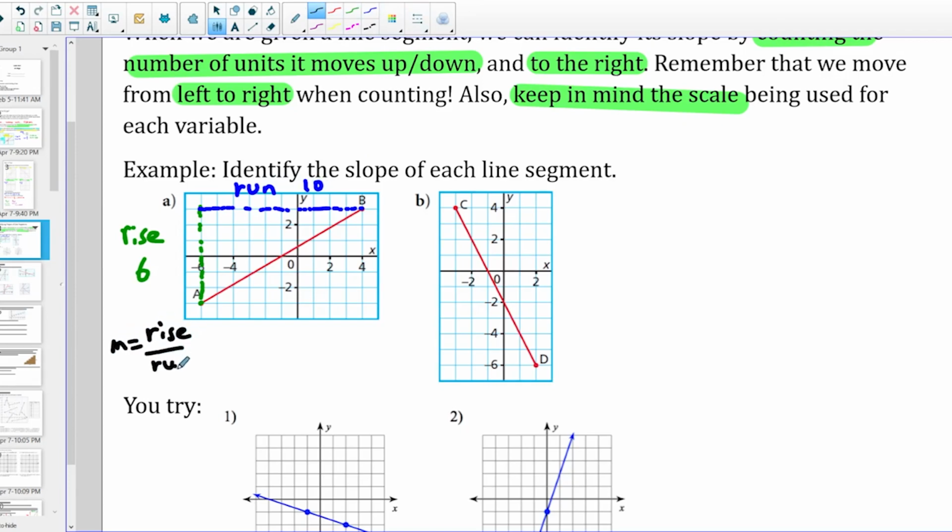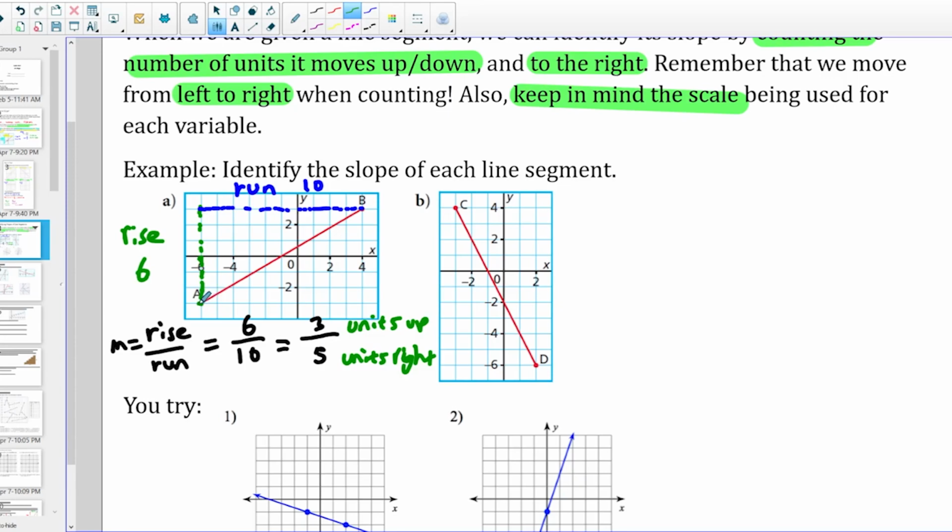Now if we plug this into our slope formula, we get m is equal to rise over run, which means that we have 6 over 10. Something that we need to keep in mind is whenever we're working with slope, we want to reduce the fractions to simplest form. So I can take the top number and the bottom number and divide them both by 2. So 6 divided by 2 gives me a 3, and on the bottom 10 divided by 2 gives me a 5. So we are really just factoring out the greatest common factor and simplifying. So we have 3 over 5.